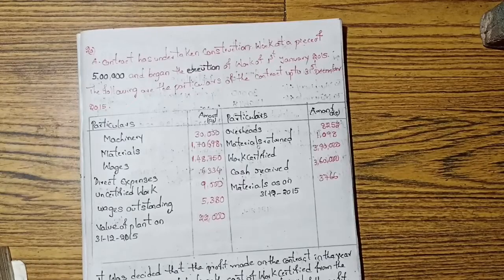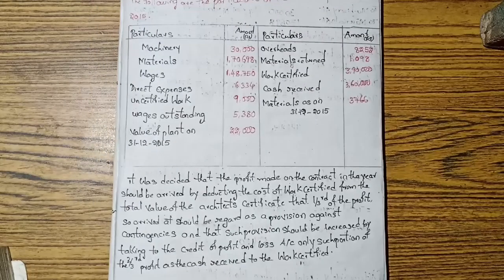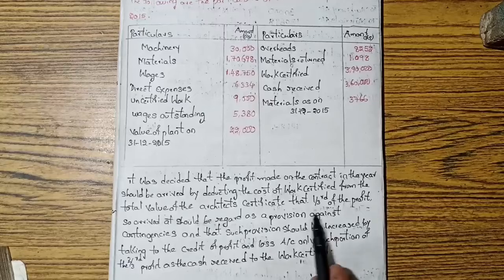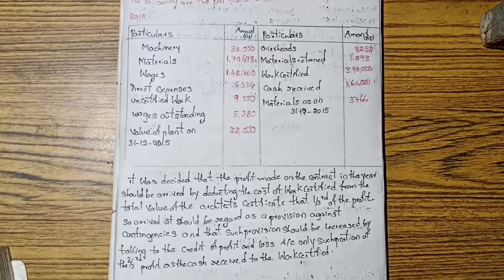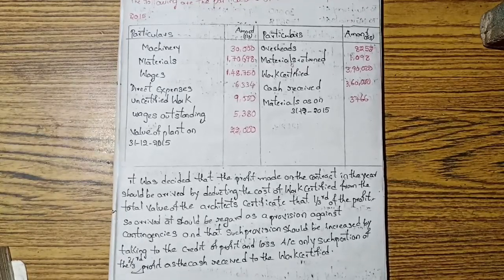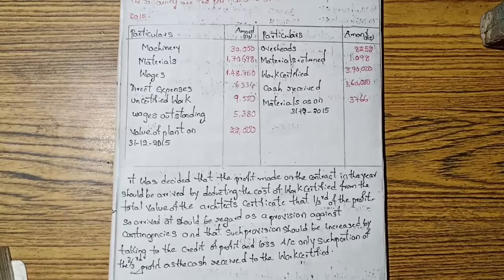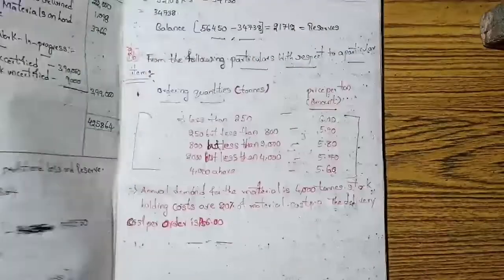Next, a paragraph is given. It was decided that the profit made on the contract in the year should be arrived at by deducting the cost of work certified from the total value of the architect's certificate, that 1/3 of the profit so arrived should be regarded as a provision against contingencies, and that the provision should be increased by taking the credit to profit and loss of such portion, which is 2/3. So 2/3 of the profit as cash received to the work certified.